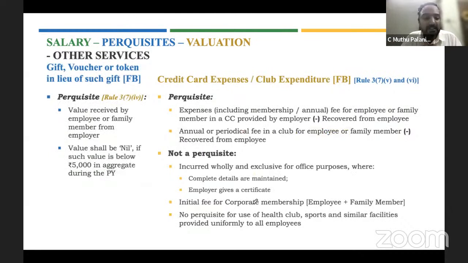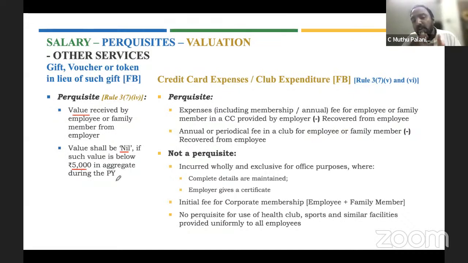Next thing that we'll see is gift voucher or taken in lieu of such gift. So basically, whatever value is received by the employee or family member from the employer is taxable. Any gift, Amazon gift voucher, Flipkart with Big Billion Day is coming, I'll give you a Flipkart voucher. Great Indian Festival, and Amazon is coming, I'll give you a voucher. So whatever value is received by the employee or the family member from the employer is basically a perquisite. It shall be nil if such value is below 5,000 in aggregate during the previous year. So basically it says up to 5,000, it's not a perquisite.